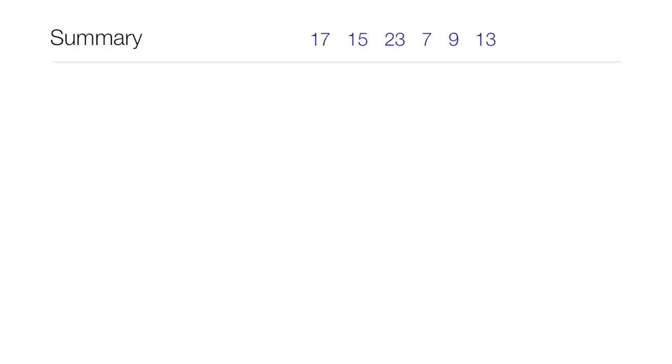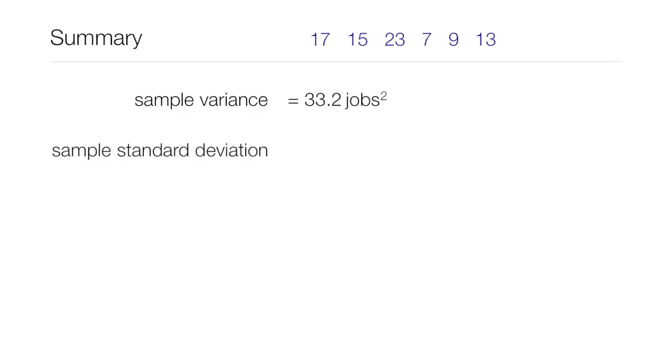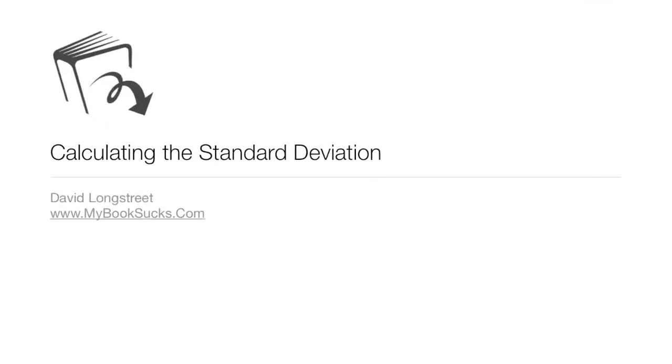Now I'll summarize for you. The sample variance is equal to 33.2 jobs squared. Jobs squared is the unit. Sample standard deviation is equal to 5.76 jobs. The sample mean is equal to 14 jobs. Notice that the standard deviation and sample mean are in the same units, so they can be compared with each other as well. And this has just been a slight review or introduction to calculating the standard deviation and the variance.